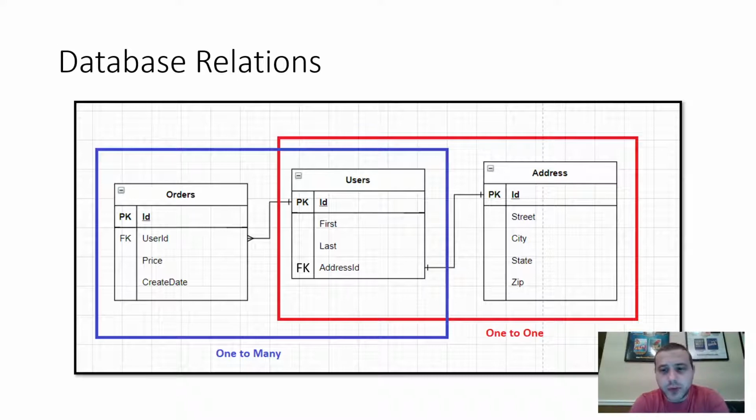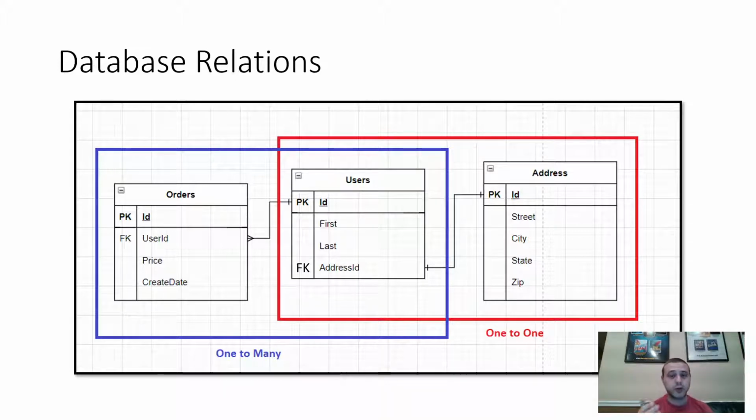Let's go into what these mean. Back to the one-to-one relationship. Here in this red box, you'll see an example of that. Let's say a user signs up for your website. They can only have one address. Specifically for my website, they can only have one address associated to them. This is a one-to-one relationship. Only one address can belong to one user.